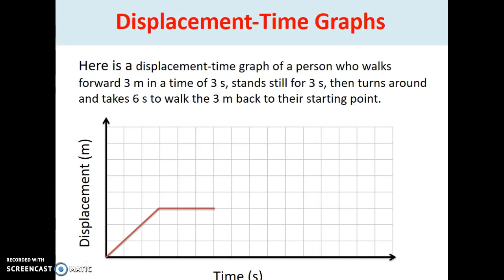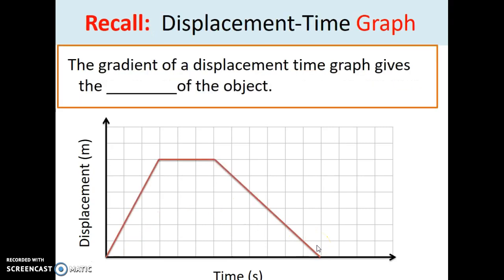Then they stand still for 3 seconds and immediately turn around instantaneously and walk back to where they started, but they do so slowly, so it takes them 6 seconds. What you will notice is that the gradients for this portion and the latter portion are different. So this is quite a steep gradient in comparison to that, which means that the gradient of the graph will give the velocity.